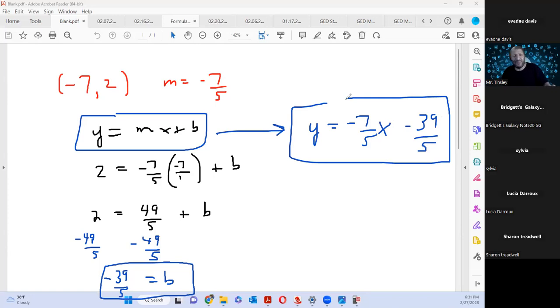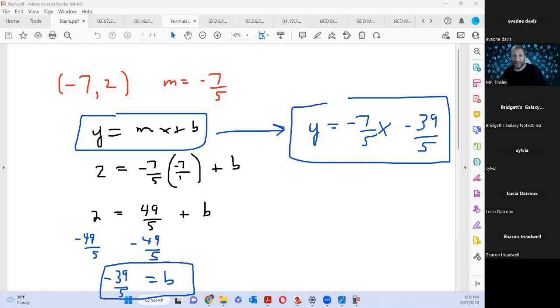But you might be saying right now, hold on, they're not going to ask you to put it in slope-intercept equation, but standard form. But I'm going to show you how to do it. If you look at that common denominator, both of these are saying divide by 5: minus 7x divided by 5, minus 39 divided by 5.